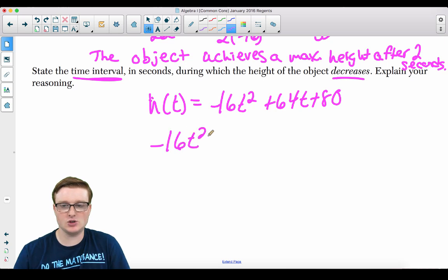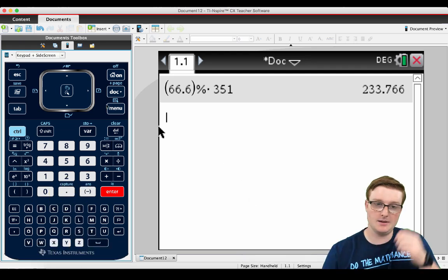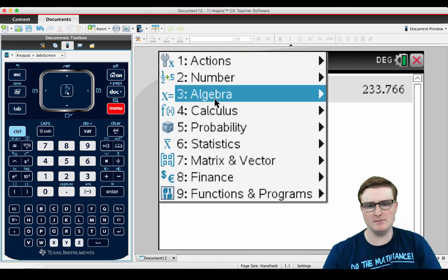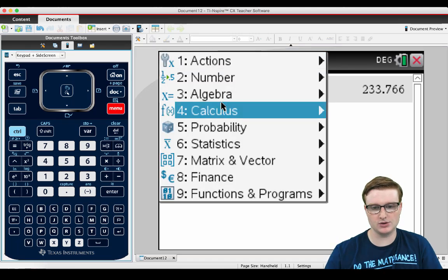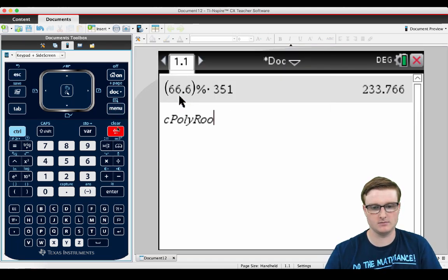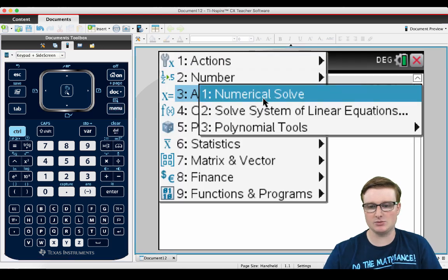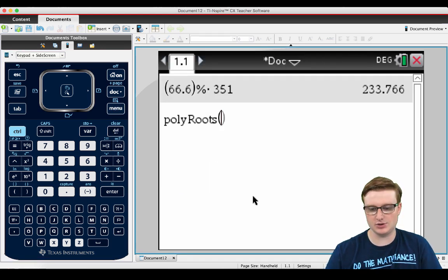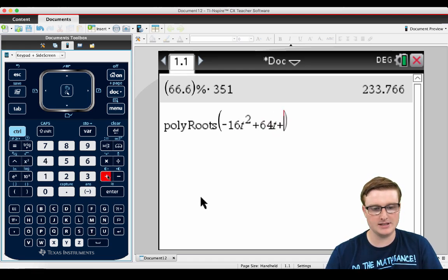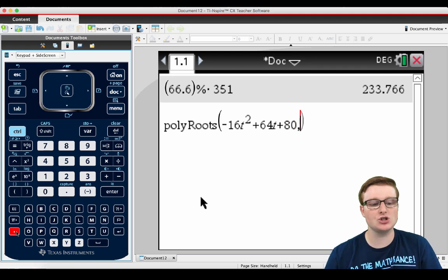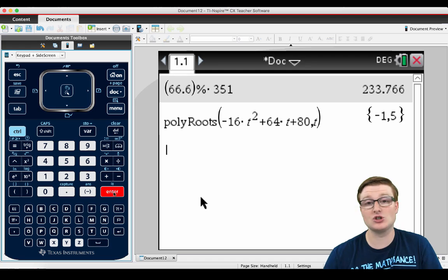Negative 16t squared plus 64t plus 80 equals 0. I'm going to do this right now just to make my life so much easier. Menu, algebra, polynomial tools, find the real roots. Hold on one second. Menu, algebra, poly tools, find the roots of negative 16t squared plus 64t plus 80. Why am I doing this, folks? Because Trevor is too lazy to factor. So I want to find the roots right now. The roots are negative 1 and 5.